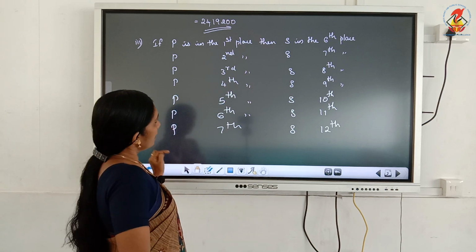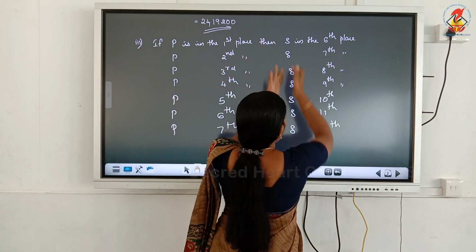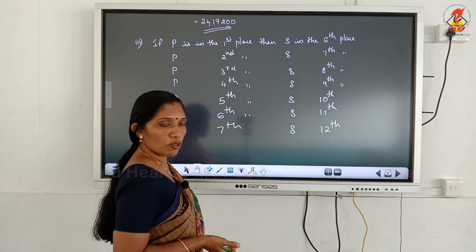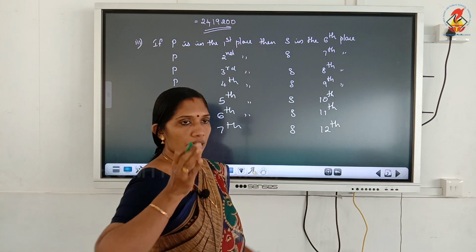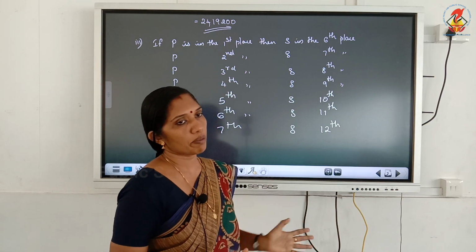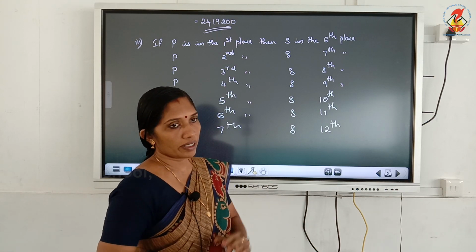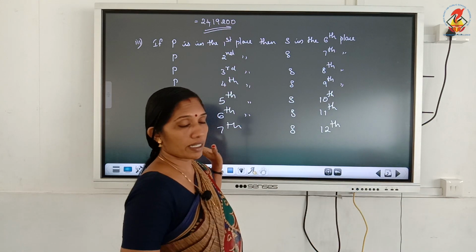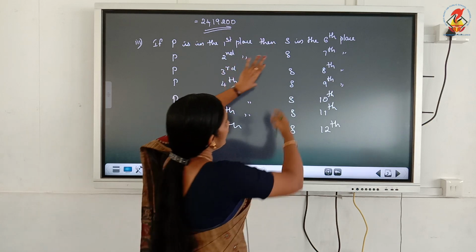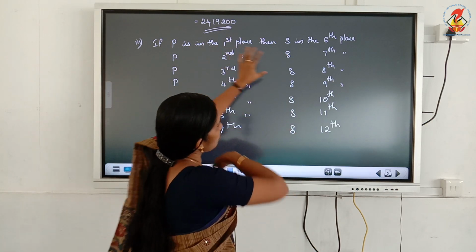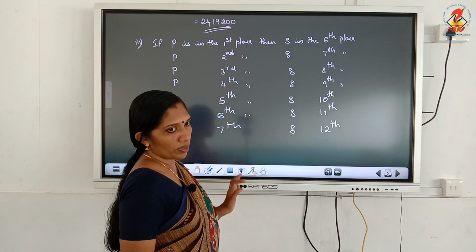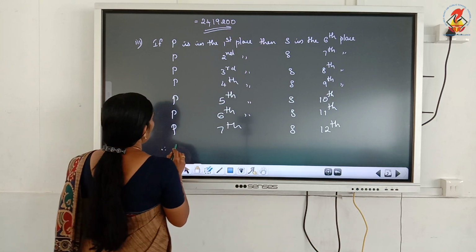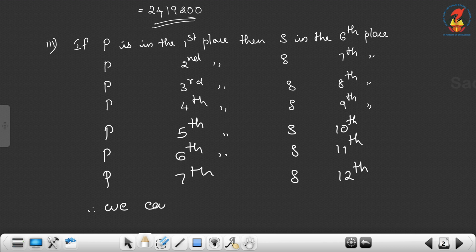Then we can change S and P in these places. That is also okay. In the question it is given that between P and S there must be 4 places, and it is not given that P is first and S next. It is not like that. So we can change the positions of S and P. Therefore, we can arrange P and S.